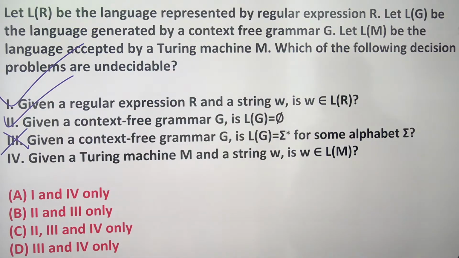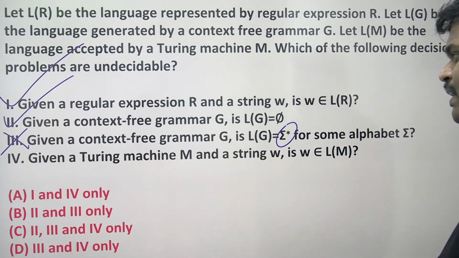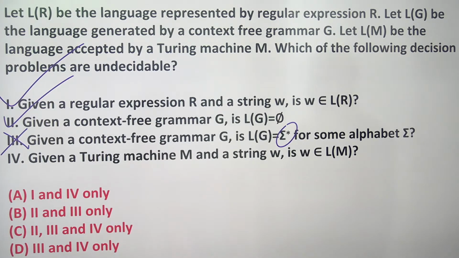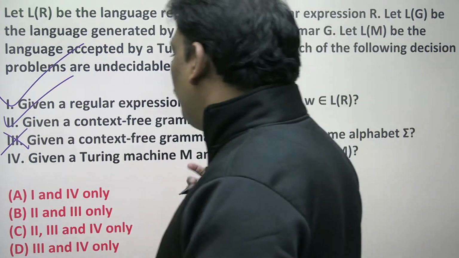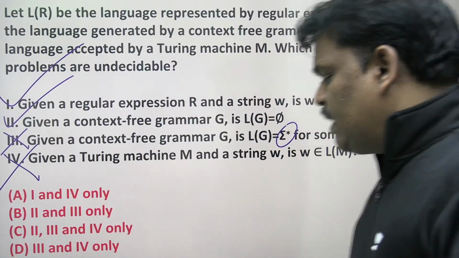If you want to check completeness, sigma star means everything. Whether the given PDA accepts everything or not, you would do complementation, and if it is empty afterwards, then I can say everything. But unfortunately CFG or CFL complementation doesn't work out. So the third one is undecidable. Fourth, given a Turing machine M and string W, is W in L(M)? It is the membership problem of Turing machine, which is undecidable.